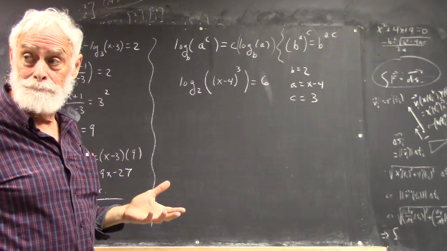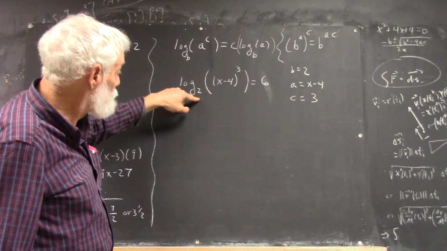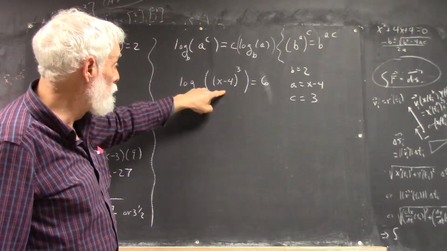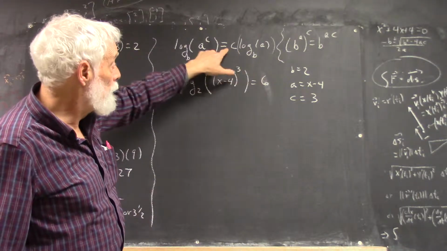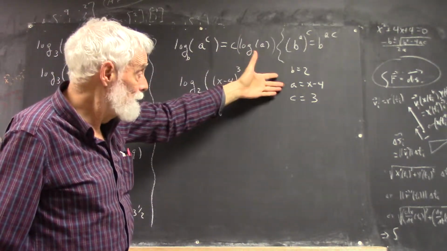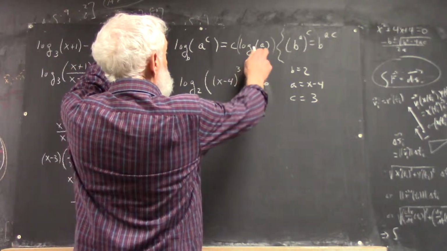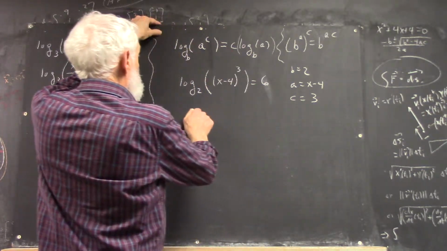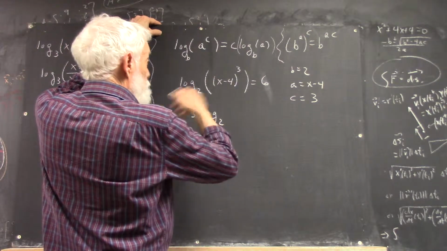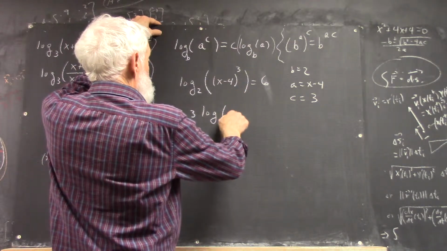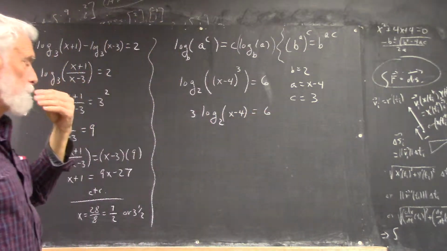Okay? Again, this is in this form, where B is 2, A is your x minus 4, C is your 3. So we want to write that down. And then we just write down this side, but we use these quantities for A, B, and C. So this is what? C log base B of A. C is 3. B is 2, so that's our base of the log. And this is x minus 4. Okay?